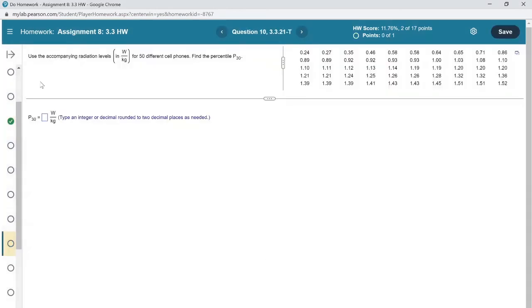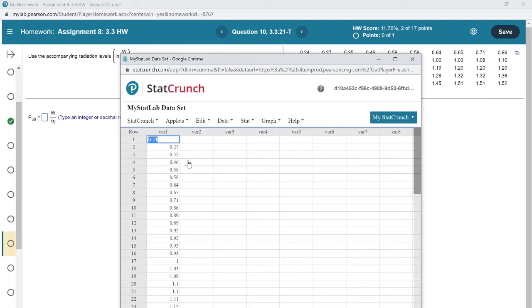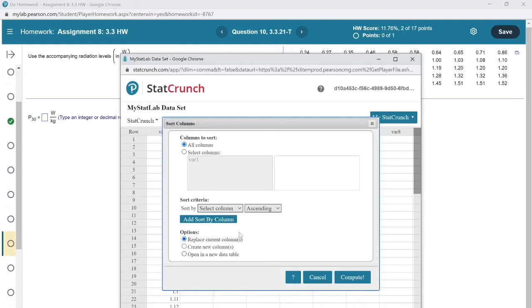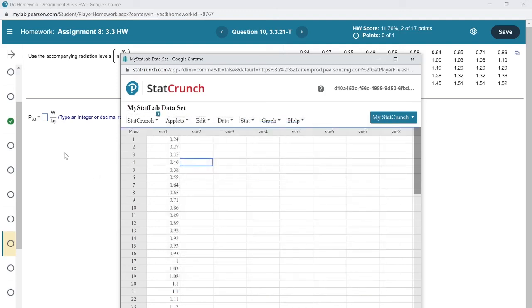Let's do another problem. Use the given data here, which is radiation level in watts per kg for 50 different cell phones. Find the P30, that means percentile 30. First of all, you can copy this data into StatCrunch, and you can sort it by going to Data, Sort, and choosing variable 1. This data is already sorted here. We would like to find the P30.